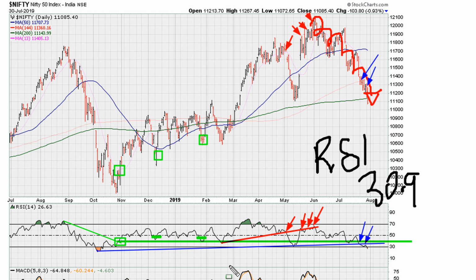We tried to do so here, but ultimately we failed to hold that level. This has turned into a break below the red line. So lots of red flags.